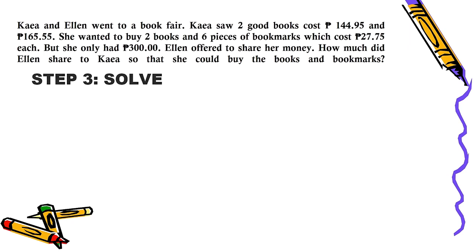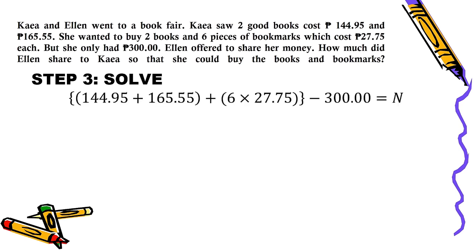Next step is solve. In this step, you have to solve and compute for the correct answer using the operation and the strategies we have chosen. Now, based on the number sentence, we have to perform first the operation inside the parentheses. So, let's get the sum of the 2 books and the product of 6 bookmarks. Then, subtract it to Kaya's money.